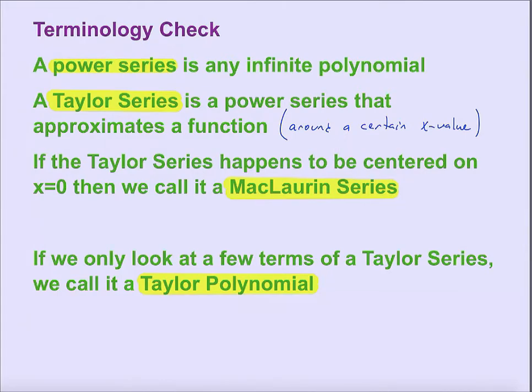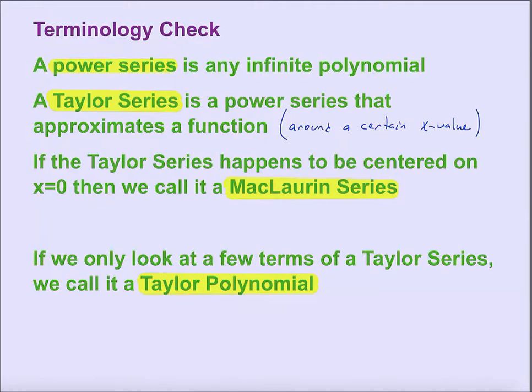In this video, we're going to do a little bit of a check on some of the terminology we use, and then we're going to do one very simple example and then one more complicated one. So first off, we've been using this term power series a lot lately. It refers to an infinite polynomial. That's it. We've seen a lot of them.